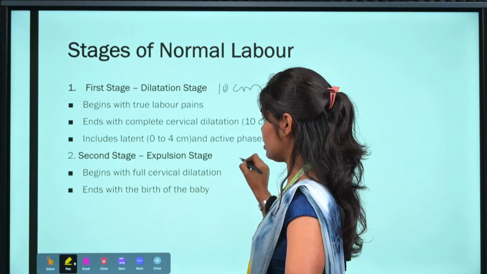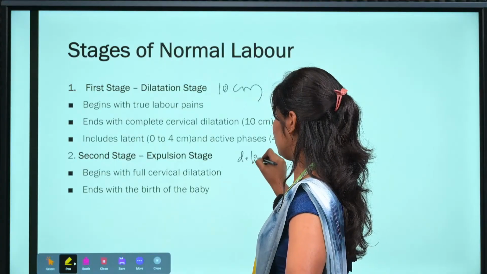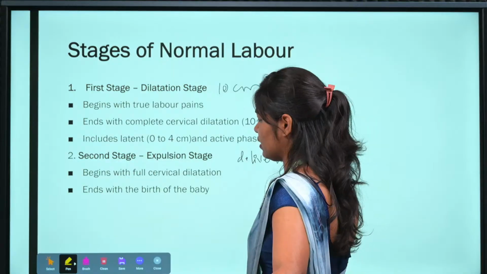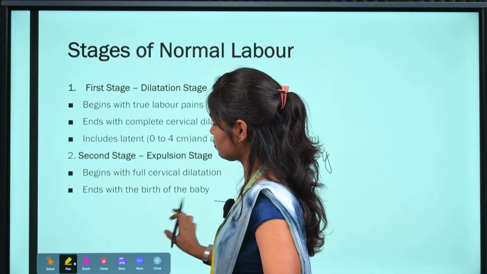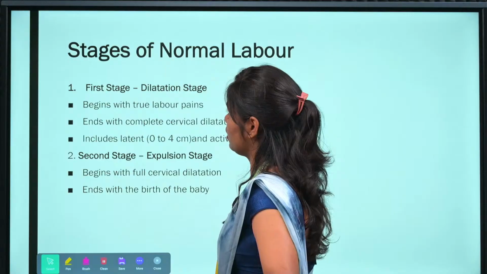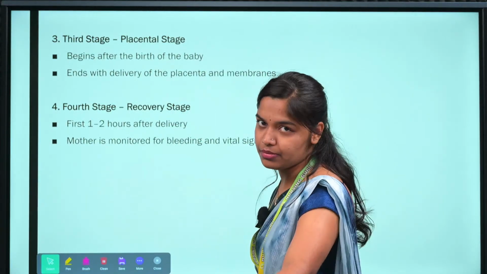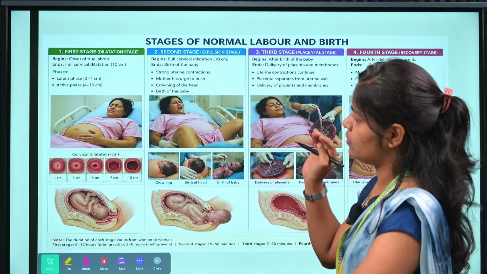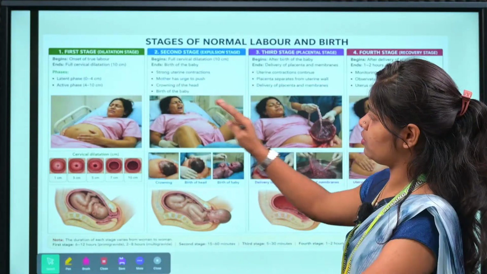Expulsion stage means delivery of the baby. Then the third stage is the placental stage, delivery of the placenta. Recovery means observation. This is regarding the stages of normal labor: first, second, third and fourth.